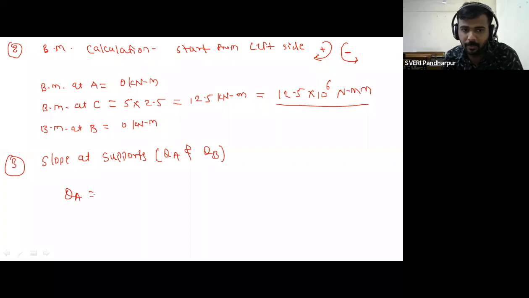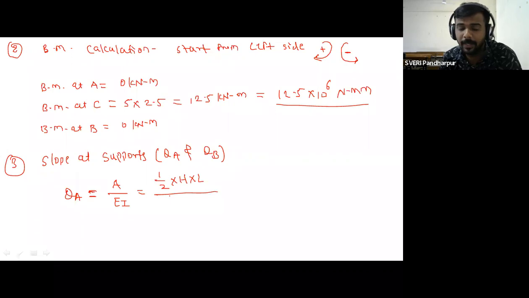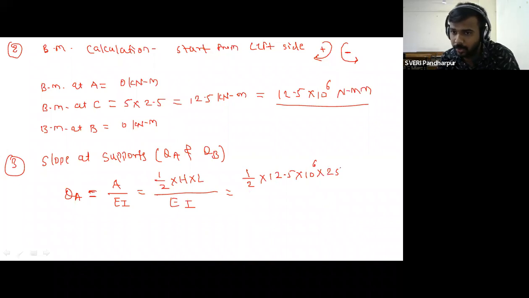So theta A is equal to, what is the formula? A upon EI. So what is the area? 1/2 into h into length divided by E into I. So 1/2 as it is into height 12.5 into 10 raised to 6 into length. Length of only one section. आपण कुठल्या एरियासाठी घेतोय? फॉर एक्झाम्पल 2500 divided by 2 into 10 raised to 5 into 1 into 10 raised to 6.